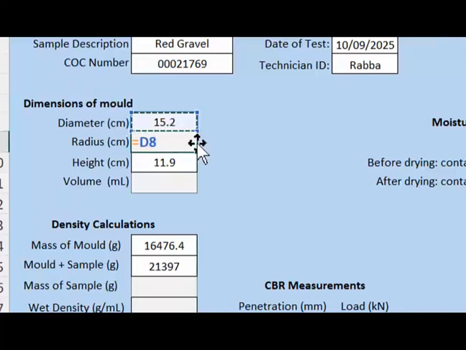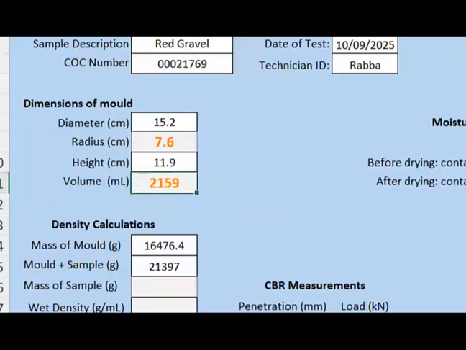First, calculate the radius as half the diameter. Now to calculate the volume, it's pi times the radius squared times the height. And format this one down to a whole number, as 4 significant digits is plenty.